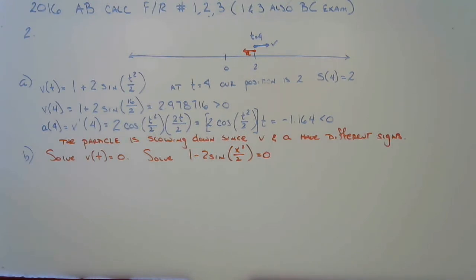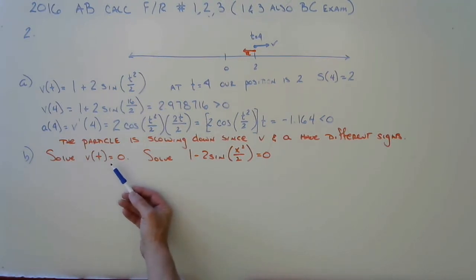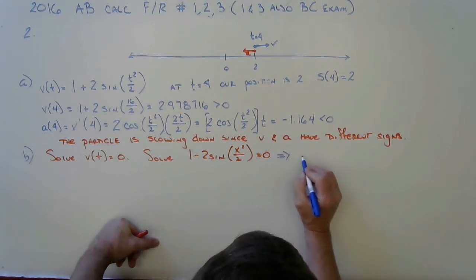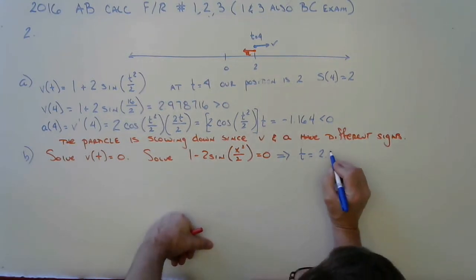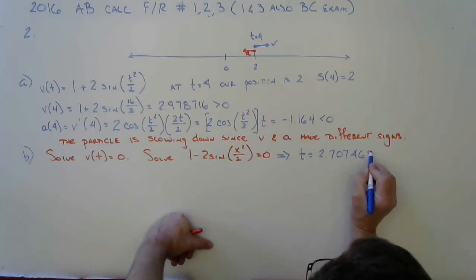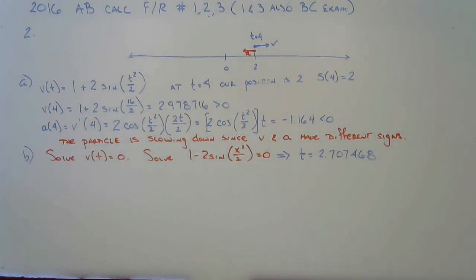Now, when do we get it equal to 0, right? Because in order for us to change directions, we've got to stop. So we've got to look to see, does the velocity ever equal 0? And when we solve this, we get t equals 2.707468. So there is a point between 0 and 3 when I stop. Now, that doesn't mean I change directions, right? It just means I've stopped.